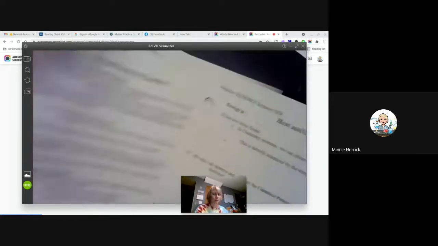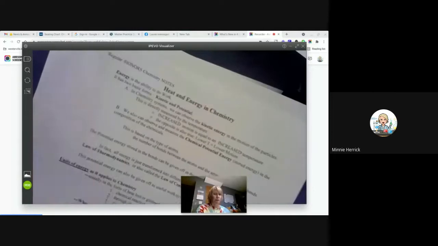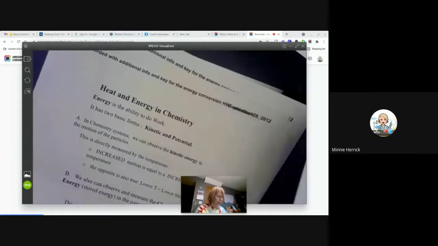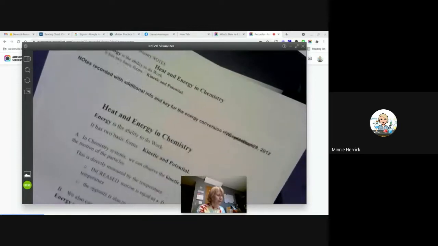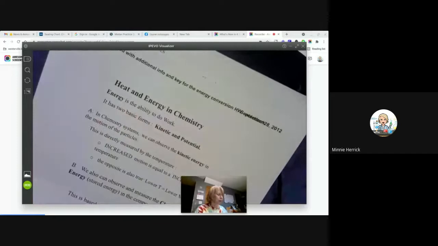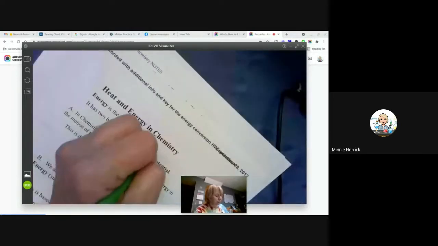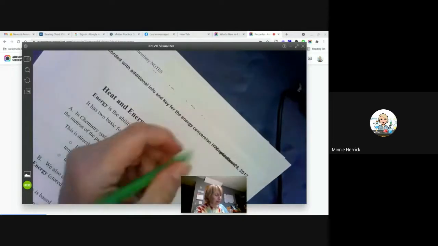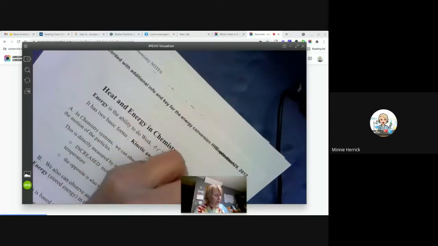I've got it all typed up here. Okay. And I've got it even enlarged, so let's go ahead and use my enlarged copy. Okay. So here at the very beginning, you're going to write down: energy is the ability to do work or to give off or absorb heat.